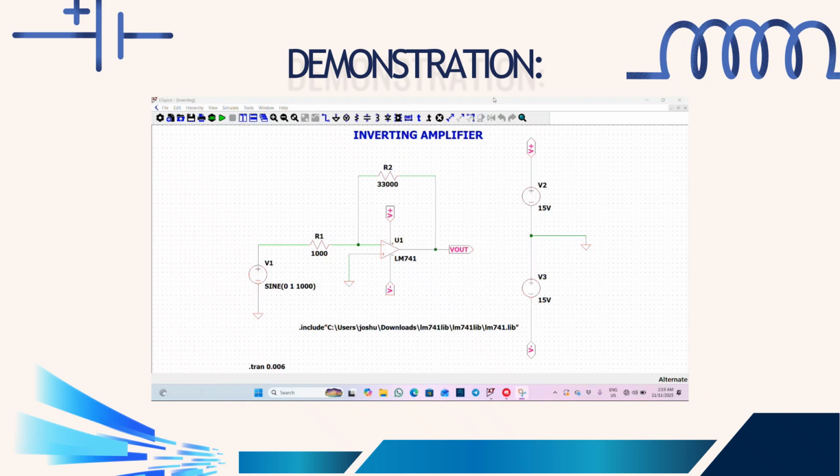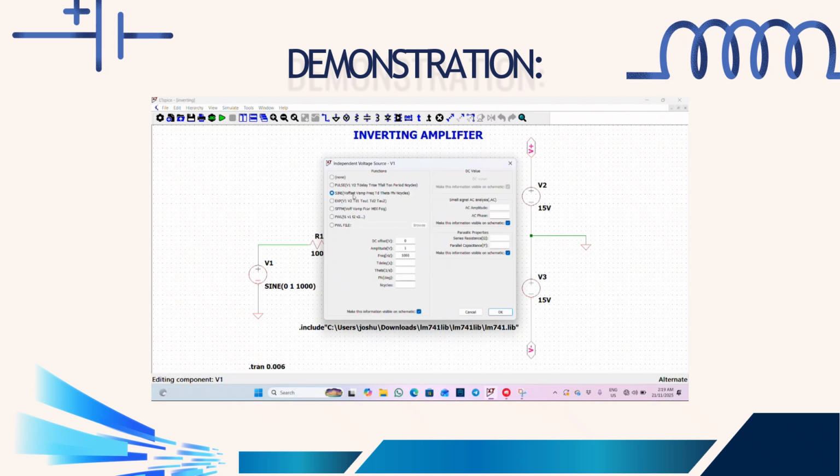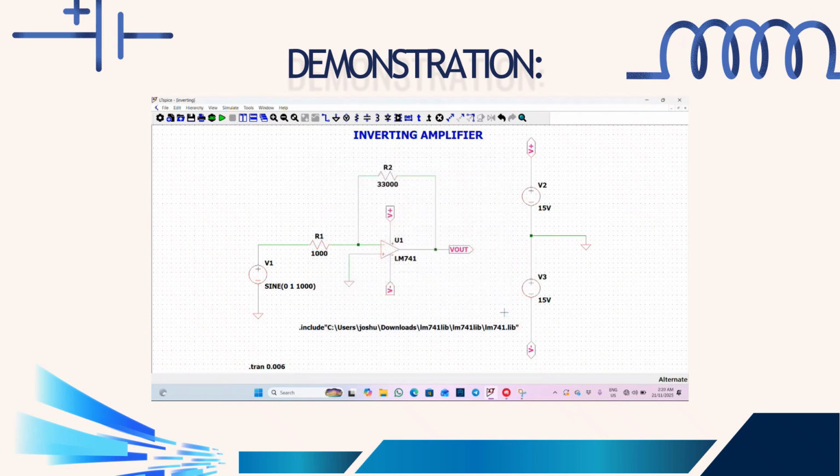So this is the first part, the inverting amplifier. We can see that the supply is connected to the inverting input of the LM741 operational amplifier while the grounding is connected to the non-inverting input. The supply settings is a sine wave with an amplitude of 1 volt peak and frequency 1 kilohertz. The simulation time is 0.006 seconds. So let's simulate.